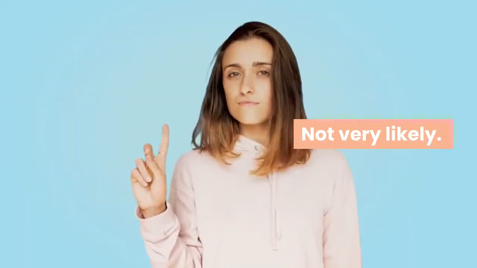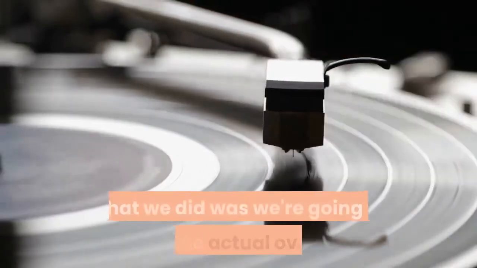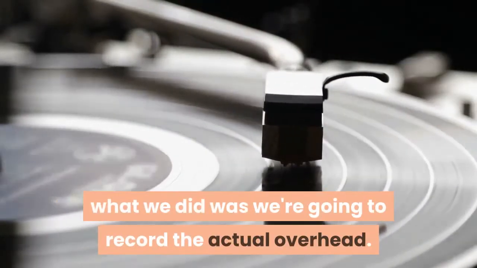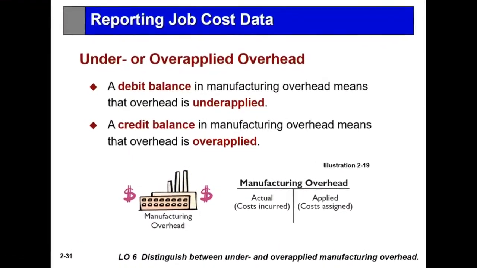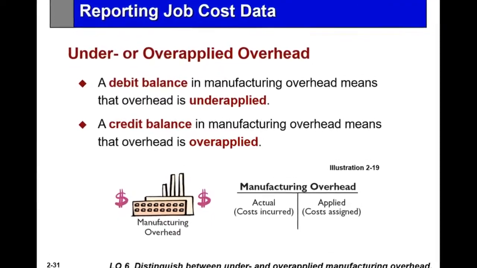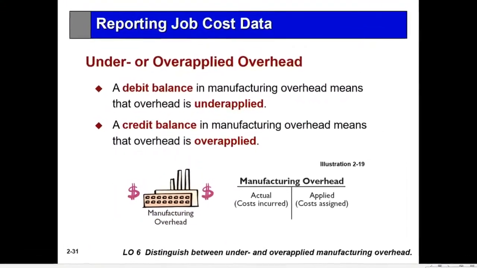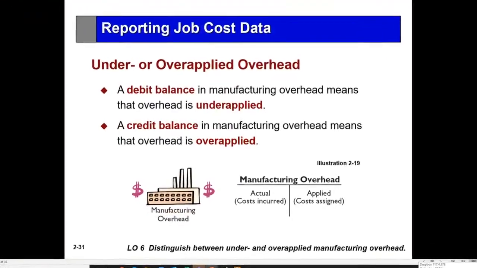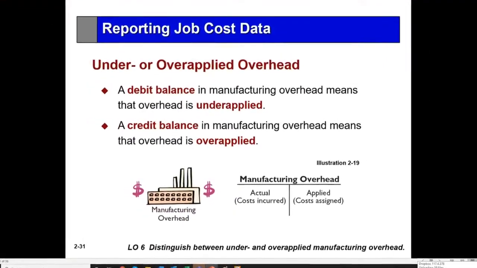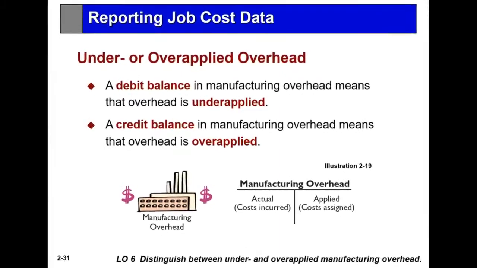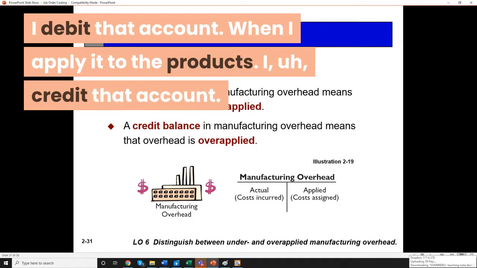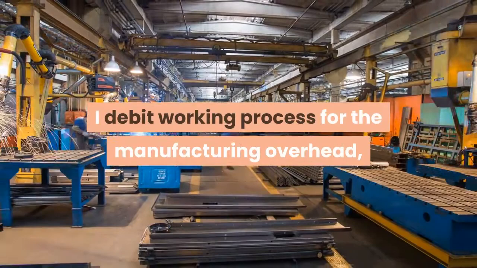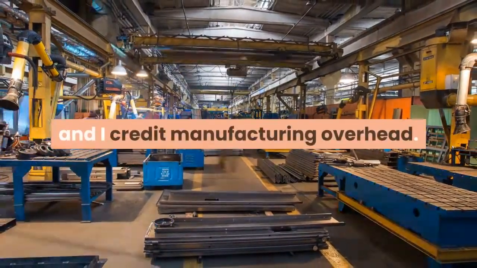Not very likely. You will notice that as we went through, what we did was we're going to record the actual overhead: the actual amount of factory rent, actual utilities, the actual indirect labor. We're keeping track of that all year long. Now, as we produce the product, we're allocating the overhead. We're applying it to the product. So you see my manufacturing overhead costs: when I incur the manufacturing costs, I debit that account. When I apply it to the products, I credit that account. I debit work in process for the manufacturing overhead, and I credit manufacturing overhead.